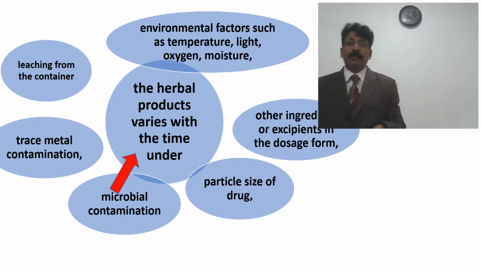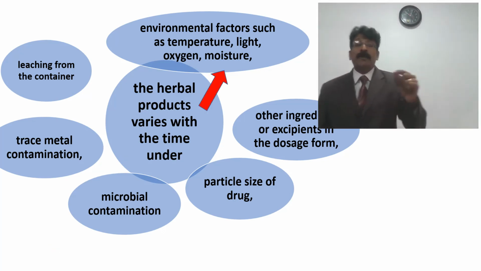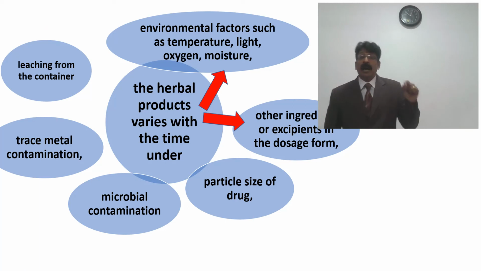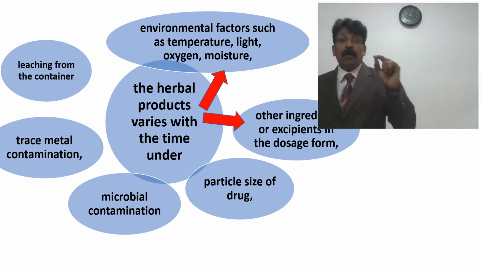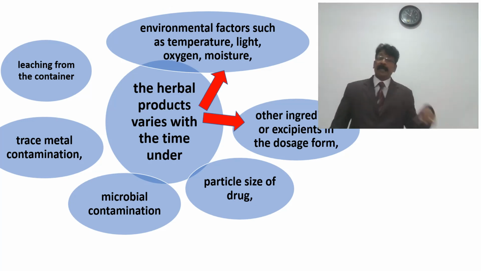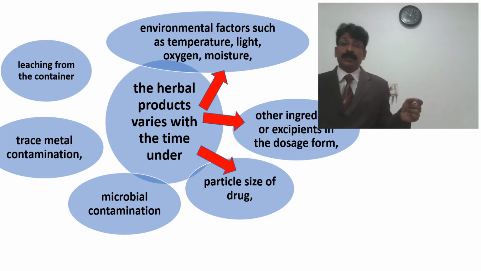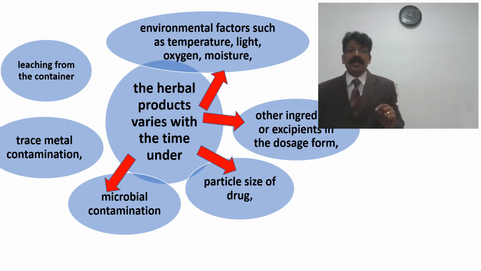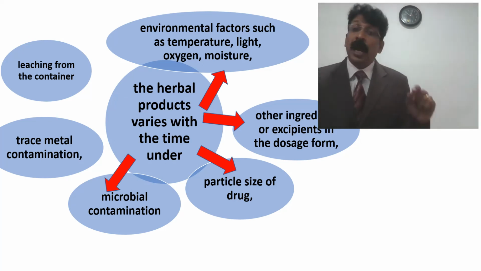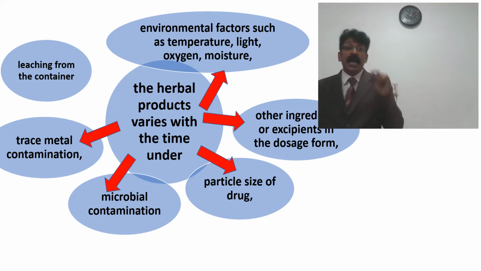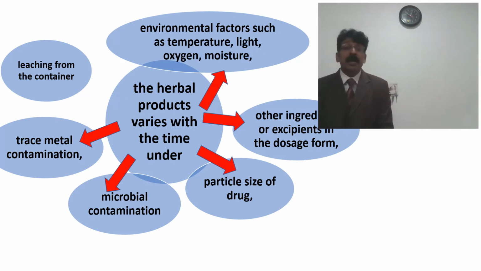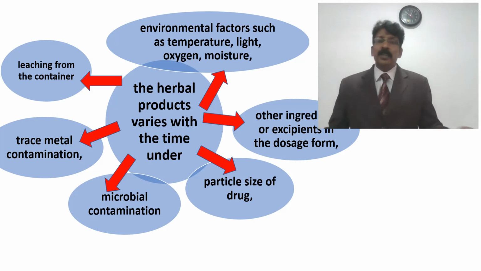So the environmental factors such as temperature, light, oxygen and moisture have to be monitored in the stability study, and also other ingredients and excipients in the dosage form, particle size of the drug, and microbial contaminations have to be identified, and trace metal contamination which may be present, and leaching of the container. So it's clear for the students to write these points.